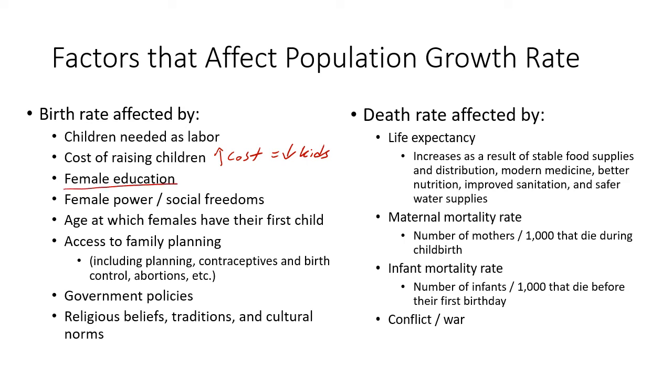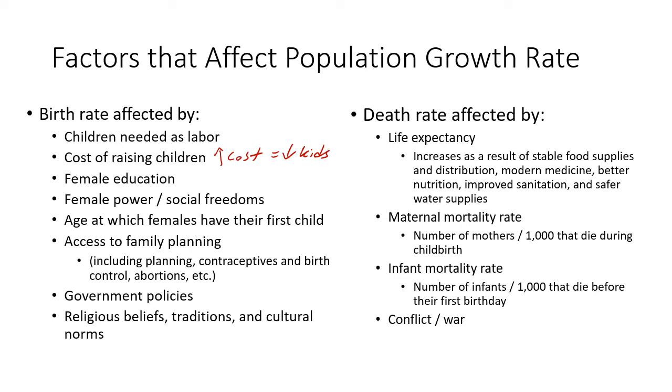Female education. So as females are educated and empowered, they tend to choose to have fewer kids. Okay, so the more that women are educated, the more power that women have, the more social freedoms that women have, the later that they're going to have kids, and the fewer kids that they're going to have throughout their reproductive lifespan. Okay, we'll actually talk about that in class, and I'll have you guys read an article.